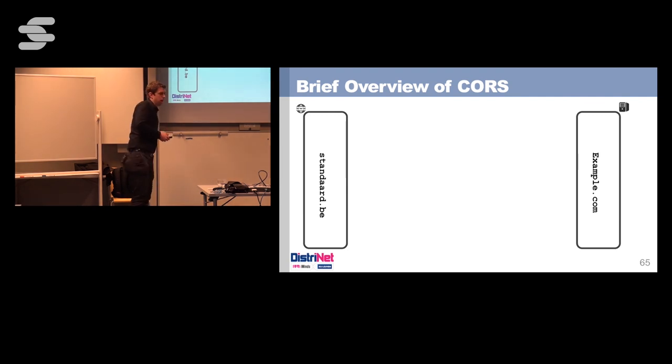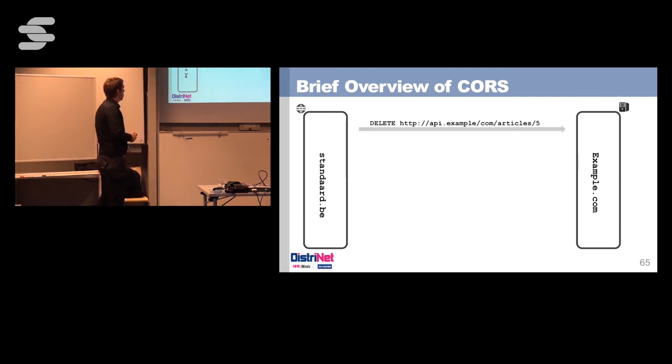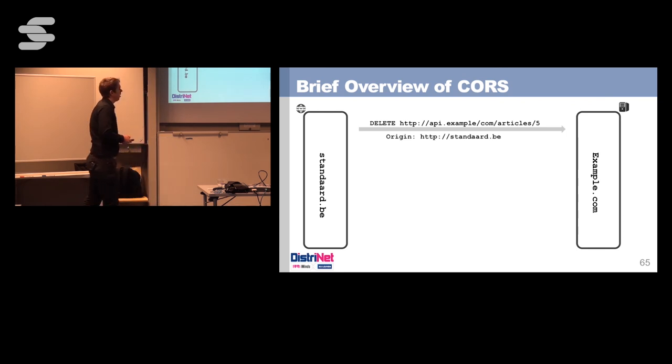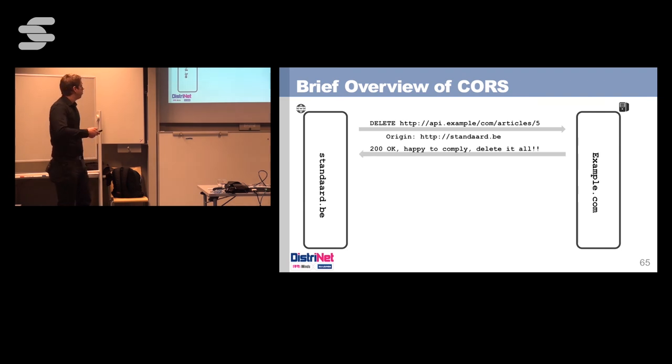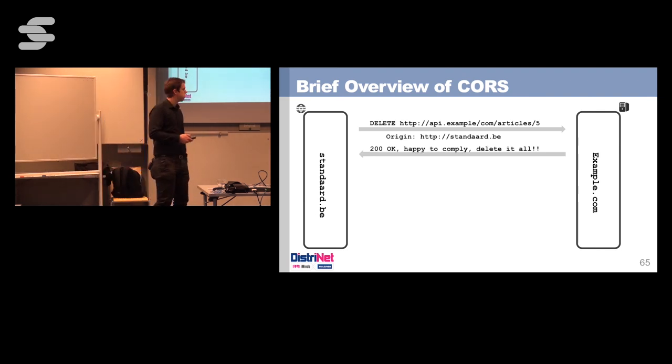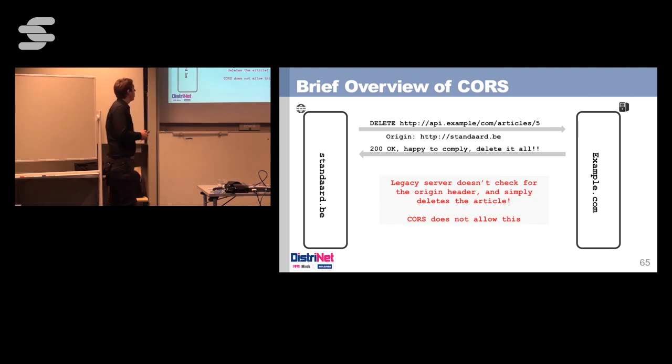What can go wrong if the service doesn't know that this happens? Let's say we want to delete an article. Oh, there's a typo here. We send a DELETE request to erase article number 5. The browser gladly attaches the origin so the server can check this. If the server doesn't know that this can happen, it answers, okay, sure, I'll delete it. Send me more delete requests, please. And the browser will, of course, not allow this.